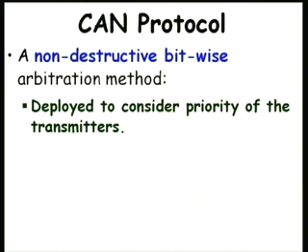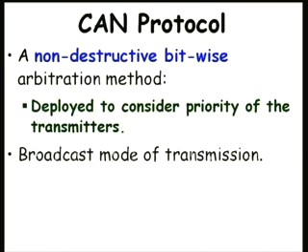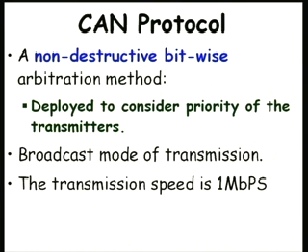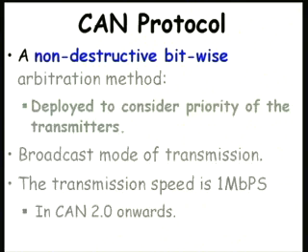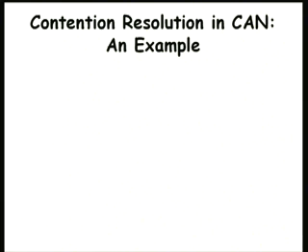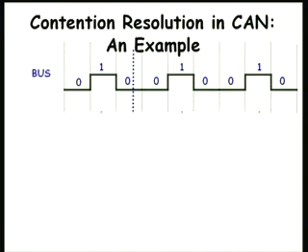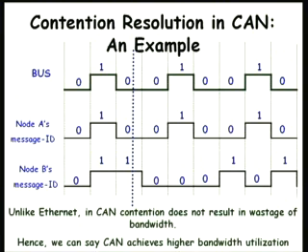So, the priorities of the transmitters are considered in this non-destructive bitwise arbitration, and as it is a CSMA-CD protocol, it is a broadcast mode of transmission, 1 Mbps transmission speed, and I think in 2.0 the transmission speed has increased to 10 Mbps. So, this is the basic mechanism which is used to resolve a contention. Just see here, there are two nodes and they transmit their ID at the start.